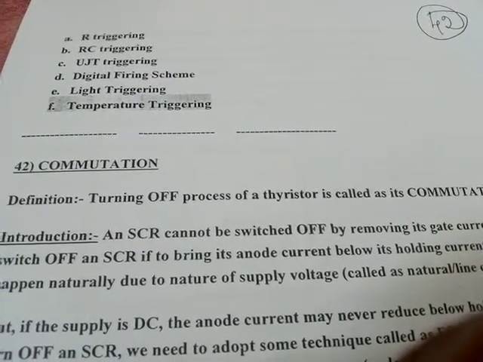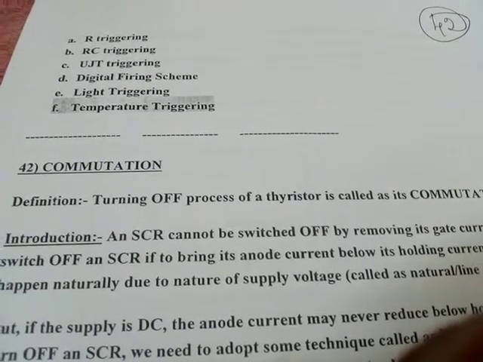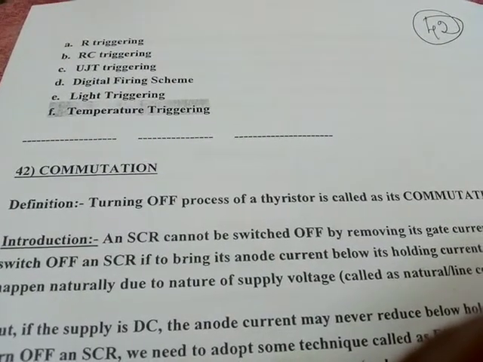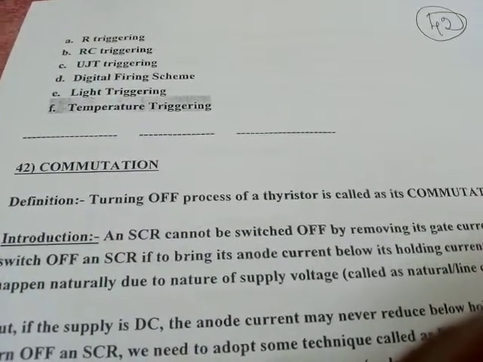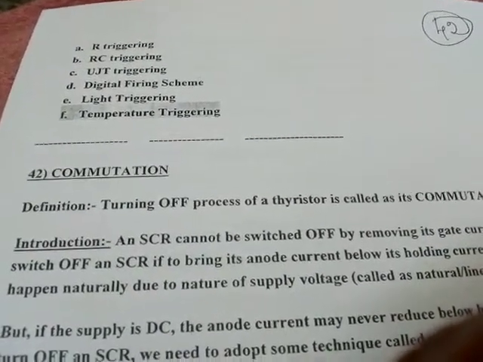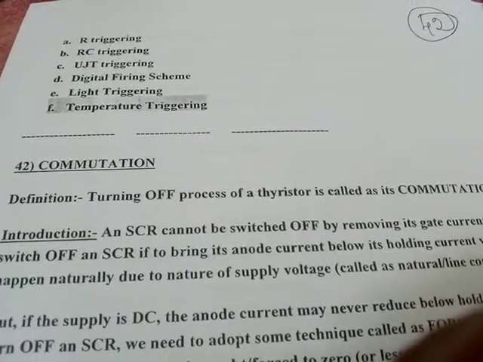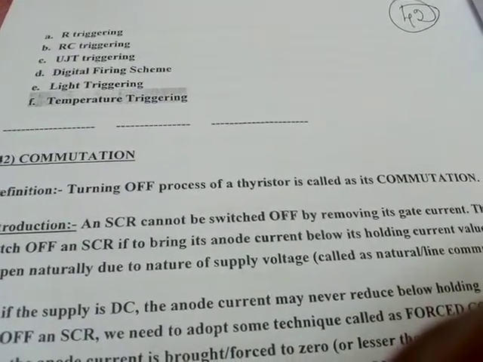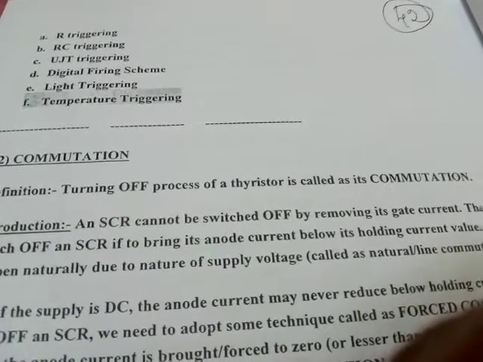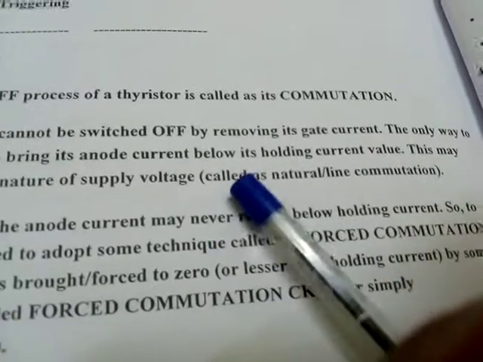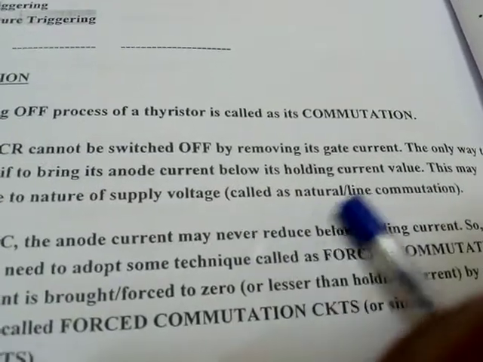That may happen in case of AC. In an AC supply, the voltage always goes to 0, 50 times a second. For example, 50 hertz is the frequency, so 50 times the voltage goes to 0. So there it can happen, and that is called natural commutation or line commutation.